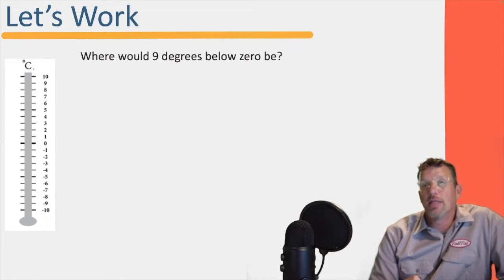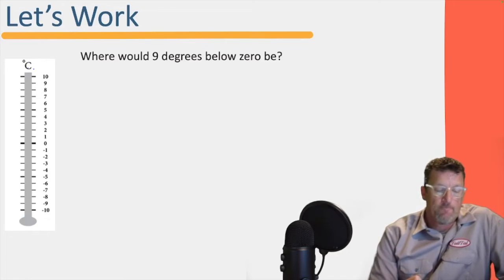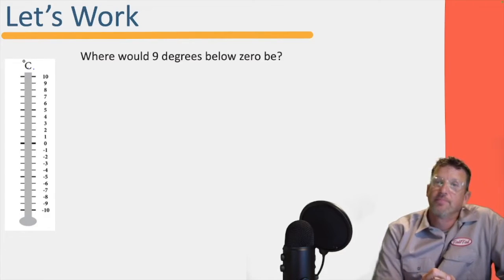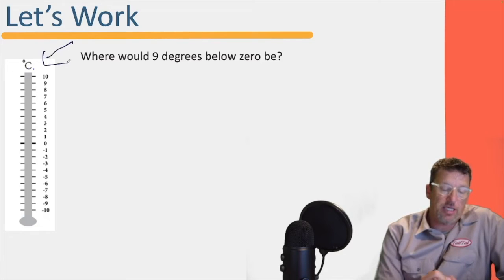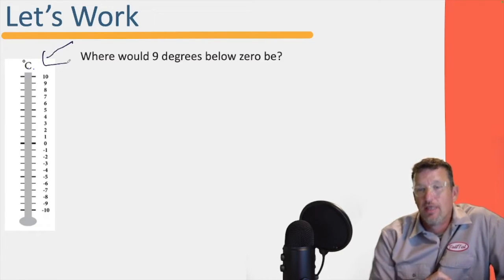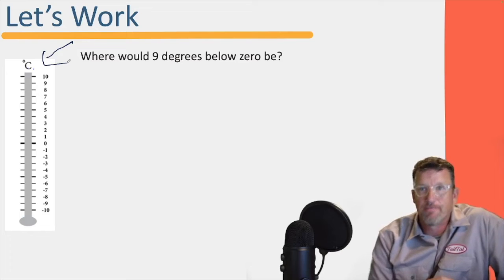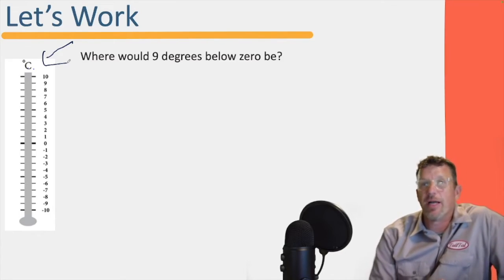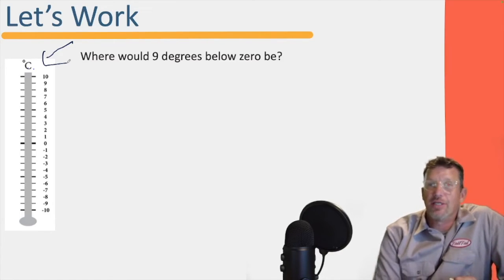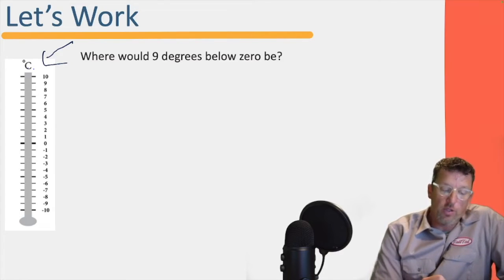Let's look at this number line going up and down. What do you think this one's measuring? There's a clue in the number line. Well, that C right there stands for Celsius, which is a way we measure temperature. In America, we use Fahrenheit, and a lot of other countries use Celsius.